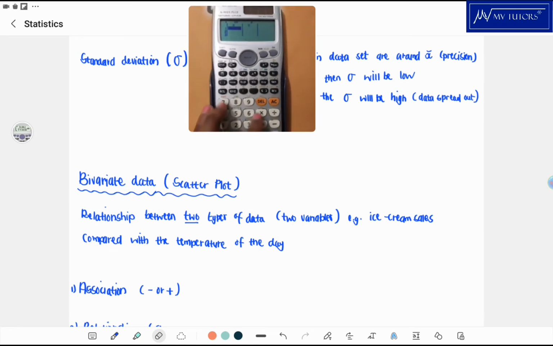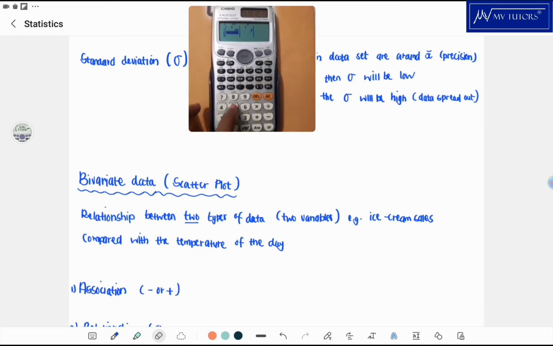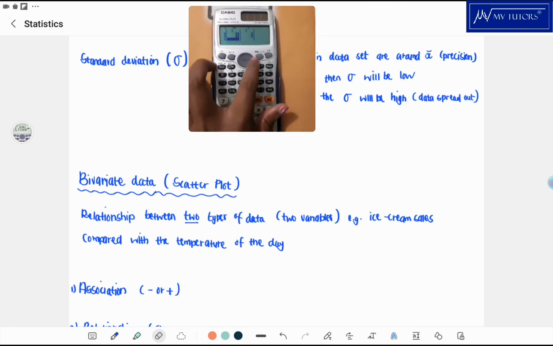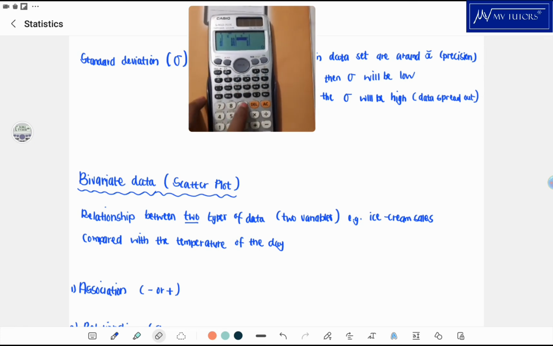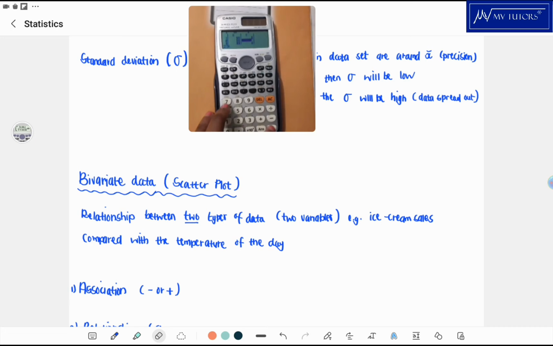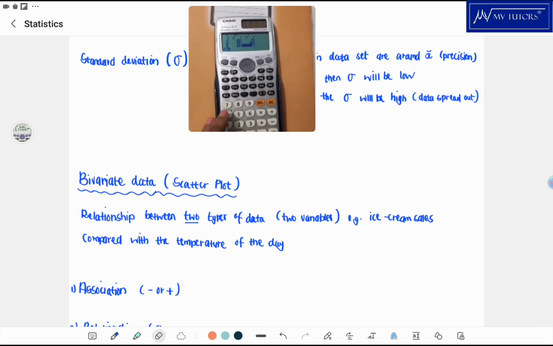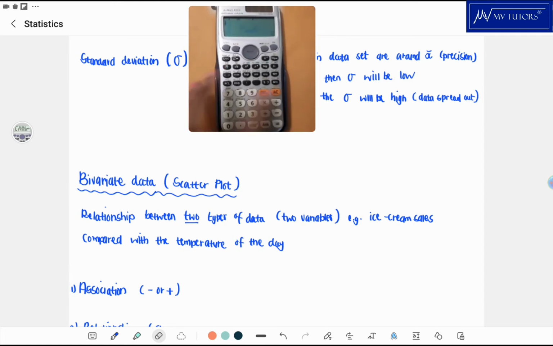Once you enter a data set, let me just enter random values here: 55, 56, 89. And then on the other side, start from the top: 9, equal, 23. This is very random. Okay, so that is it, and I say AC.